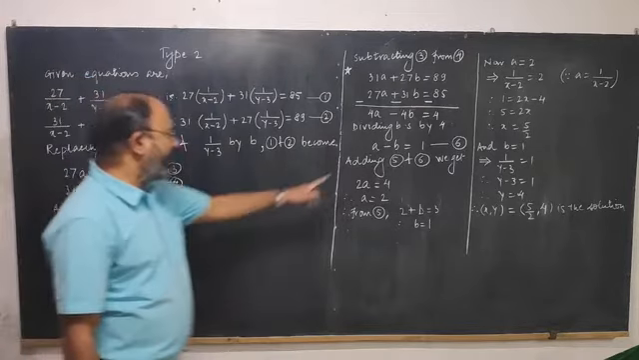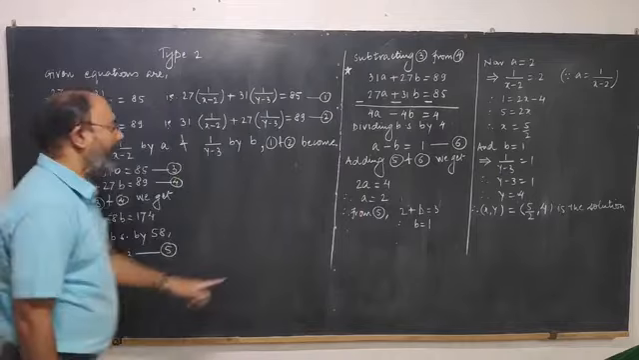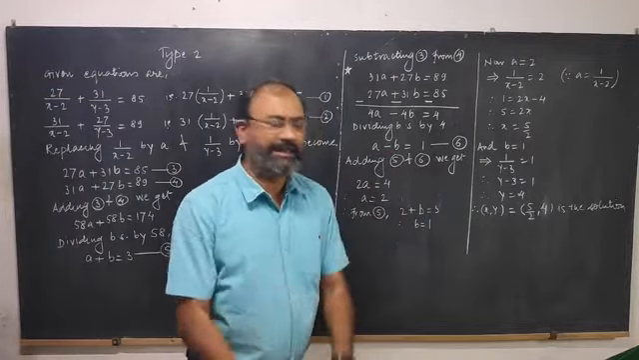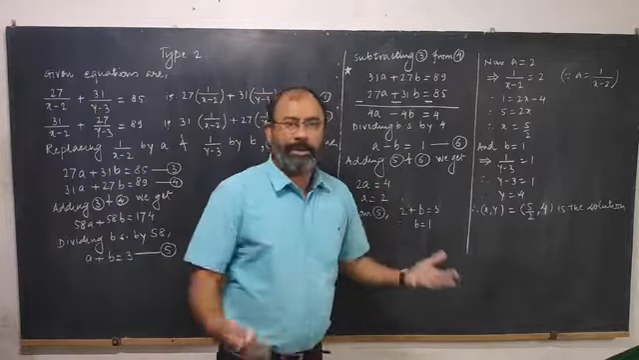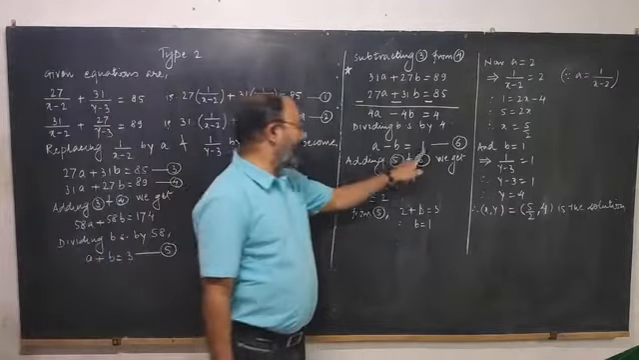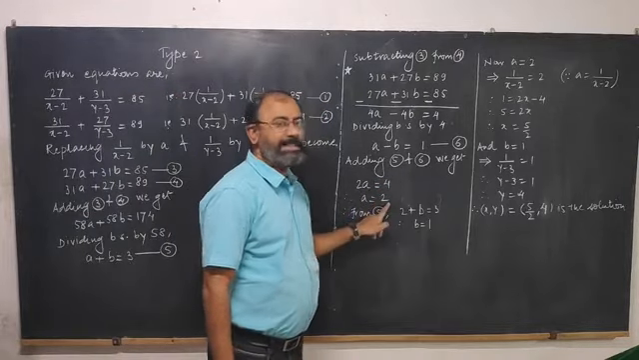Here a and here a, so addition will give you 2a. Here it is plus b, here it is minus b. When you add opposite numbers, they cancel each other. So there will be no term containing b. 3 and 1 you add, you will get 4. So you get 2a is equal to 4. Hence a is equal to 2.